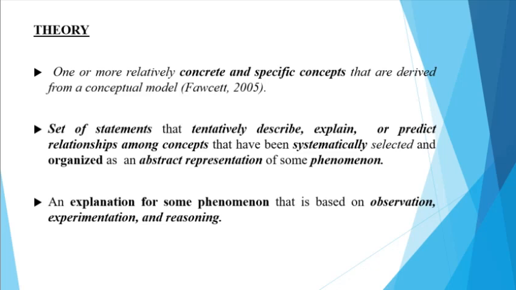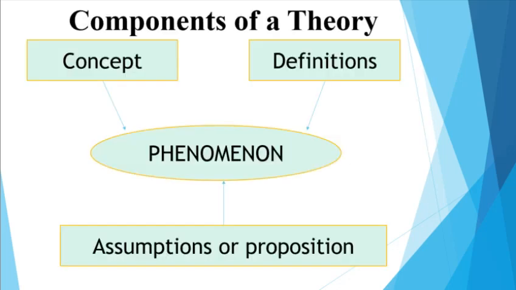All of our theories, like Florence Nightingale's environmental theory and the adaptation theory, have different assumptions, and we will be talking about those later on. So what are the components of our theory? We have the concept, the definition, and the assumptions or propositions. These three parts would define a phenomenon, and that phenomenon would turn out into a theory.